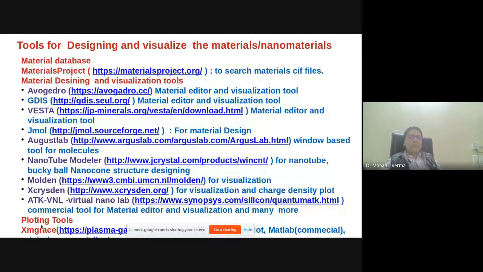And plotting tools. XMGrace is a good plotting tool. One can use MATLAB and GNUplot, etc. MATLAB is a commercial tool, so I prefer XMGrace. So these are the tools we are using in the laboratory, and anyone can use them free of cost, except MATLAB and ATAL-FDP-OMAD.